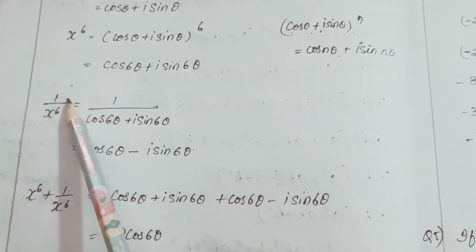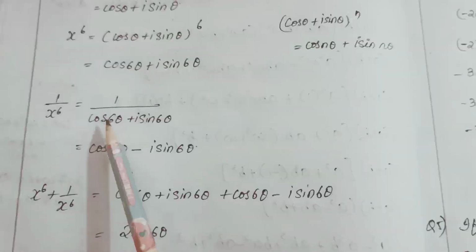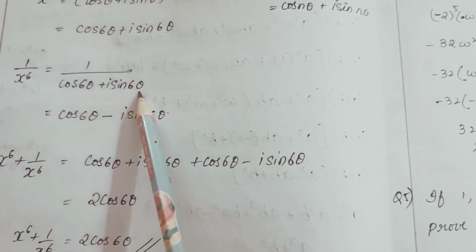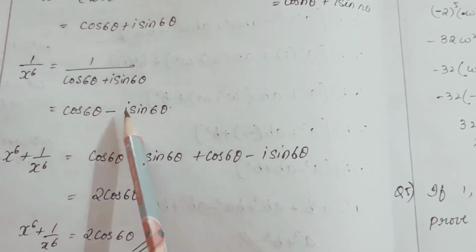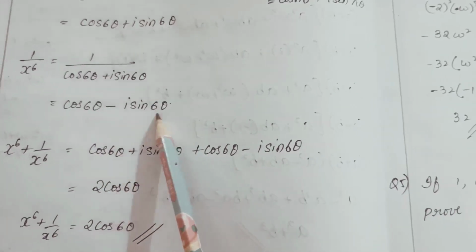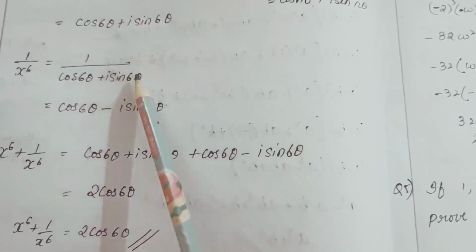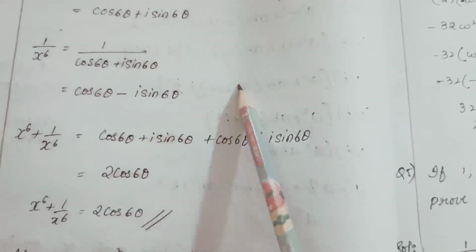Okay, now we want 1 by x power 6. You will get cos 6 theta minus i sin 6 theta. 1 by cos 6 theta plus i sin 6 theta is nothing but cos 6 theta minus i sin 6 theta. Okay, you can rationalize and find the value. You will get this value.